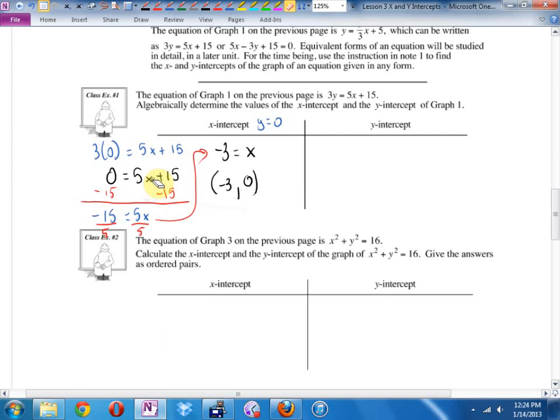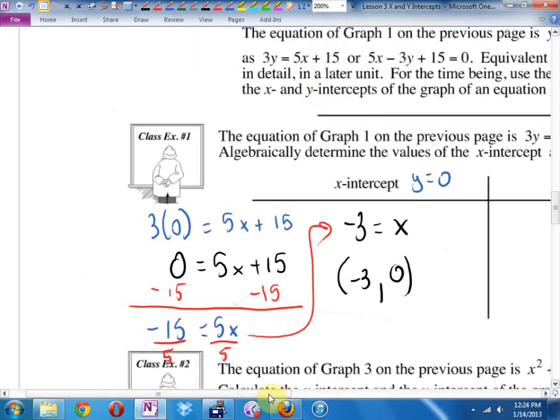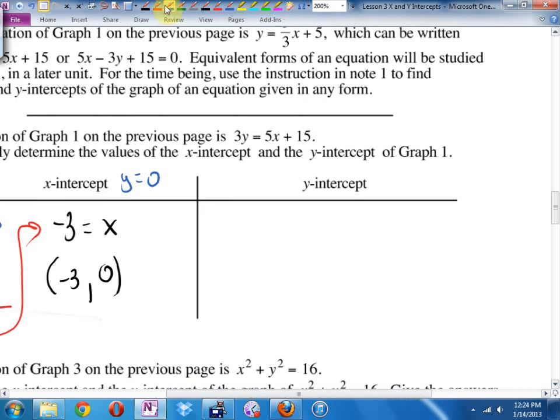Let's see if we can find the Y-intercept. Now to find the Y-intercept, I'm going to let the X be 0. Y, if I'm on the Y-axis, then Greg, I'm 0 left, right. So far, so good. So that means replace every single X with what, Greg? Oh, let's do that then. So I see a 3, I see a Y, and equals a 5, and a 0, a plus, and a 15.